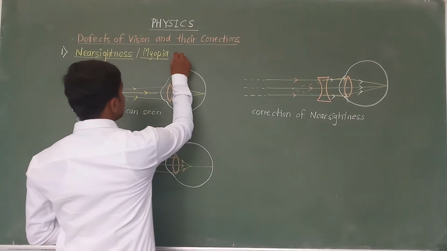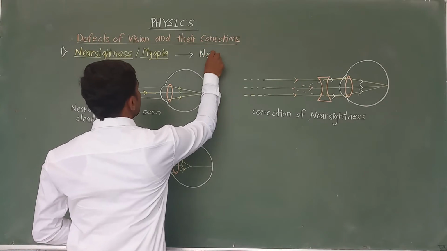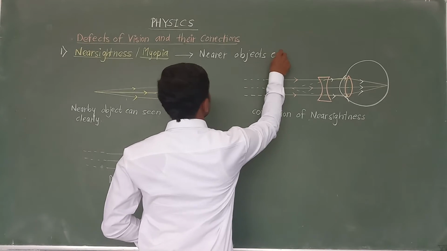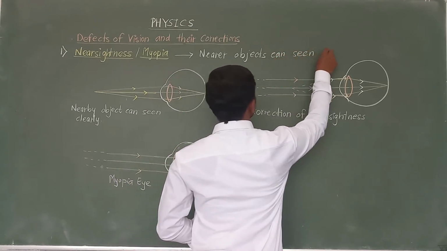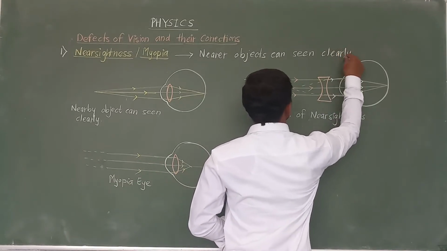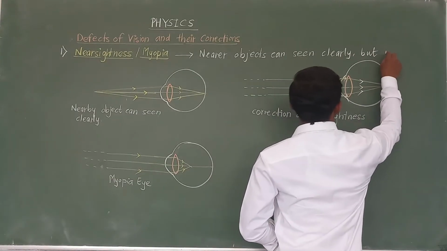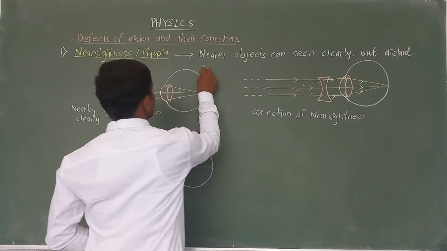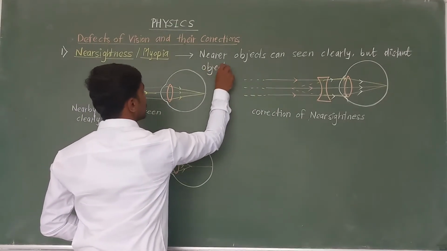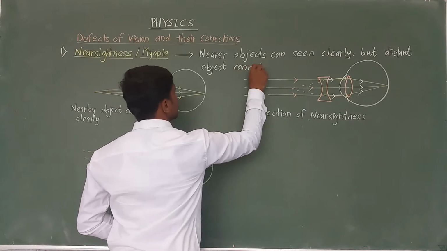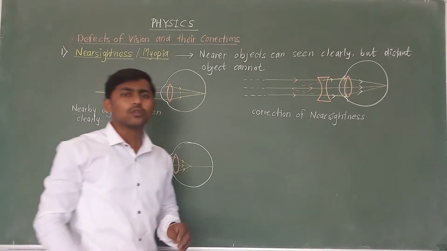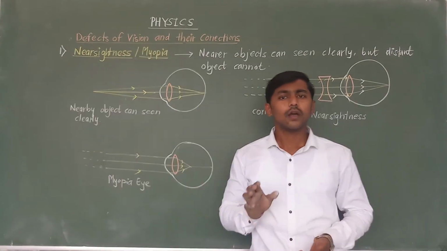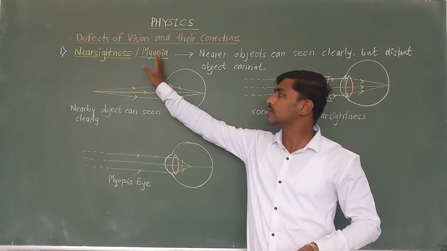So what happens in this defect? Nearer objects can be seen clearly, but distant objects cannot be seen clearly. So this defect is called nearsightedness, or it is alternatively called myopia.